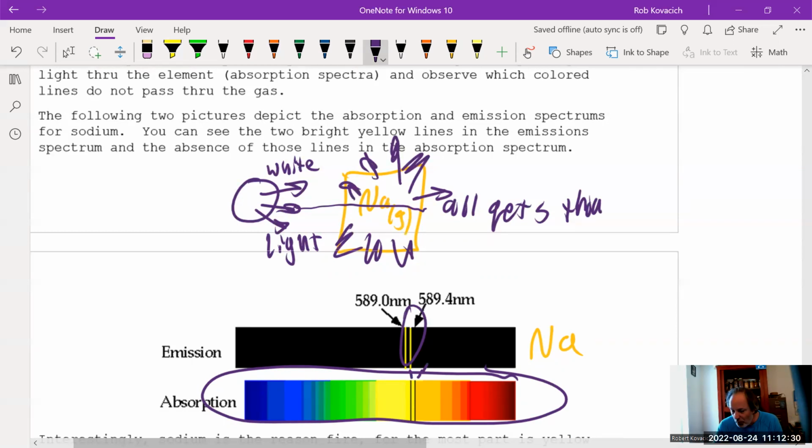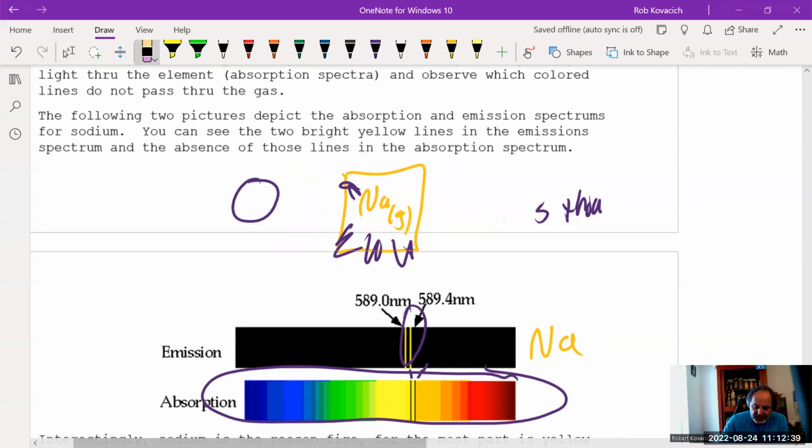So why is this important? Well, instead of having to run electricity through the substance, we can just gasify the substance, put it into a container, and then run regular white light through. It makes it a little easier. But the coolest part about it, let's do the coolest part.